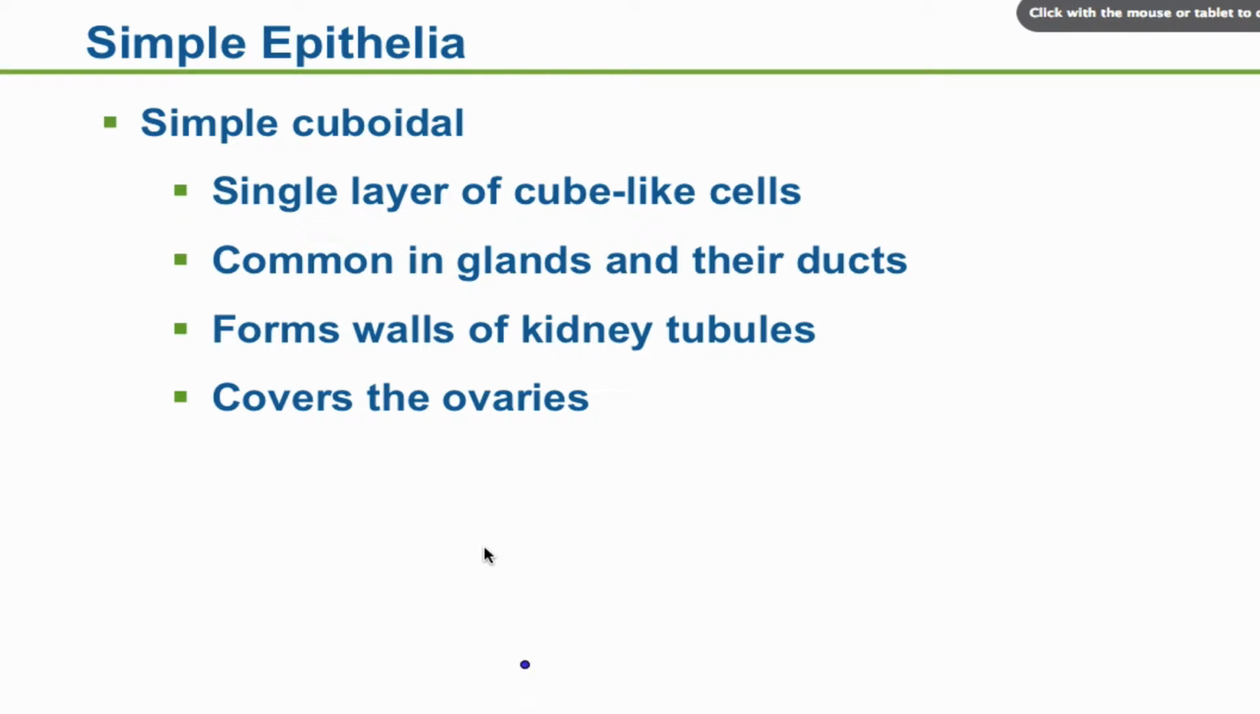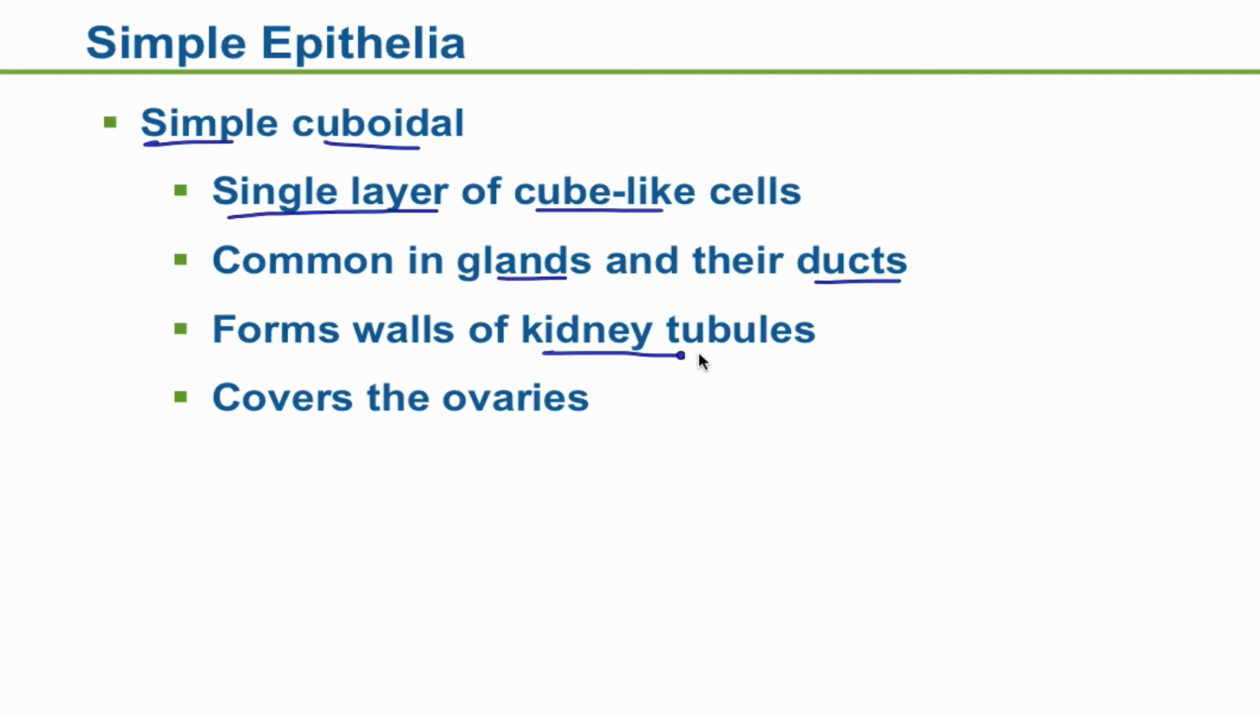Next up, simple cuboidal. Simple meaning what? Single layer. Cuboidal meaning cube-like. So do you see how, as long as you know what these words mean, you can really figure out what it will look like. What I'd write down here is they're common in glands and ducts, and they form the walls of the kidney tubules, and they also are going to cover ovaries.